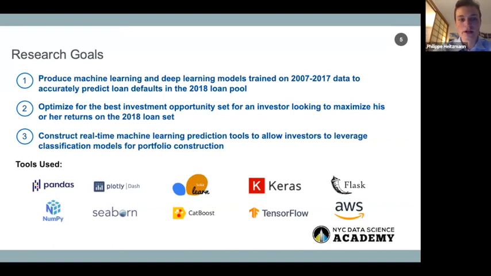And then trying to make it easy for investors to leverage those predictions and those predicted IRRs to then construct a loan portfolio based on those machine learning predictions, using a web framework called Flask, and also deploying those models on AWS, to then have some sort of tool that allows investors to leverage those predictions.